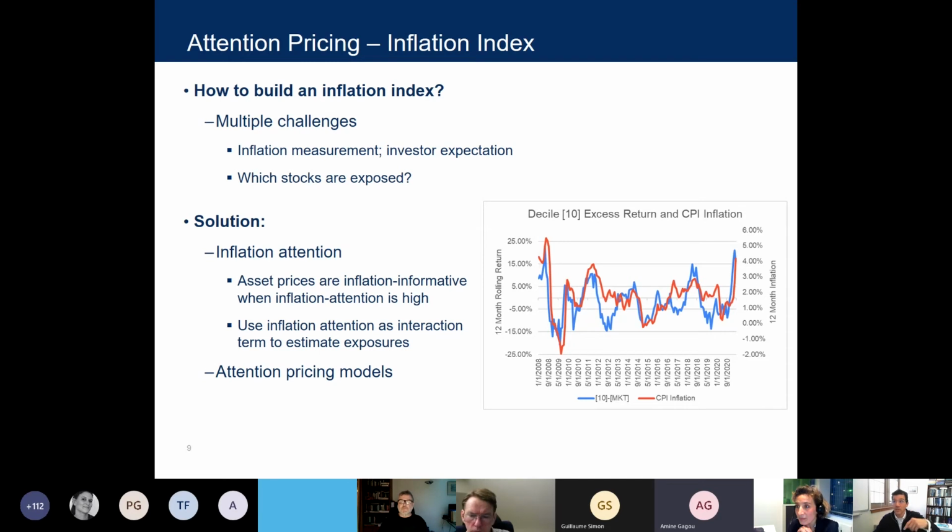When you rank stocks, again on a forward-looking basis, according to the high interaction betas and pick these stocks, what you see here in blue is the fluctuation of stock returns, decile 10 minus the market. So you take the highest decile of this combined interacted beta versus the market excess return, and you look at CPI changes, and you see a beautiful, okay, biased, a beautiful overlap. So the correlation is very, very high.